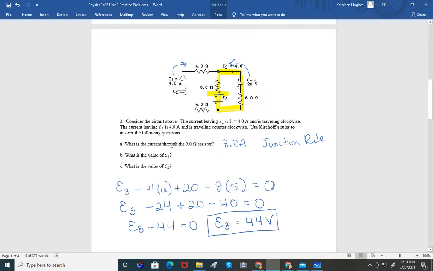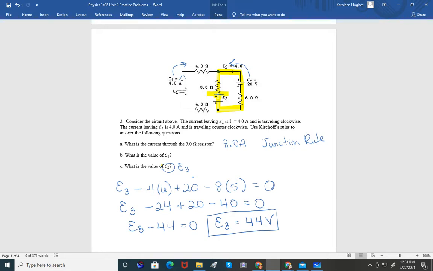Okay, and it says E2 here, but I know that we already know E2 is 20 volts. That has to be E3. I'll try to fix that when I get finished this video. So now we need the value of E1.